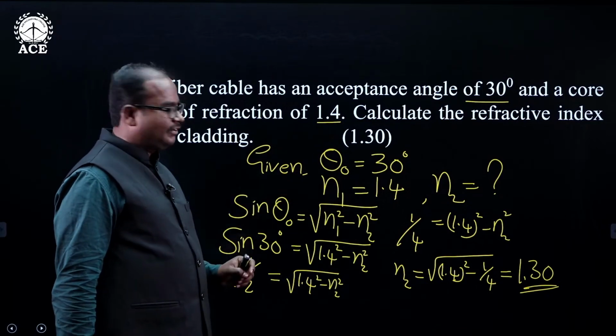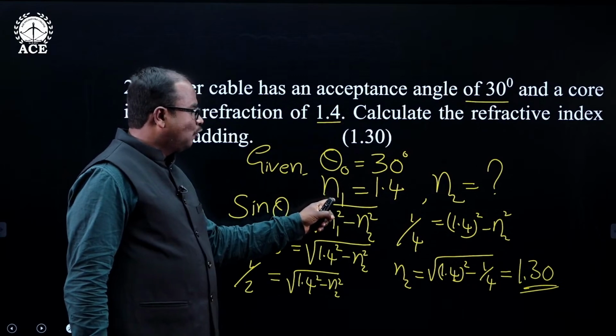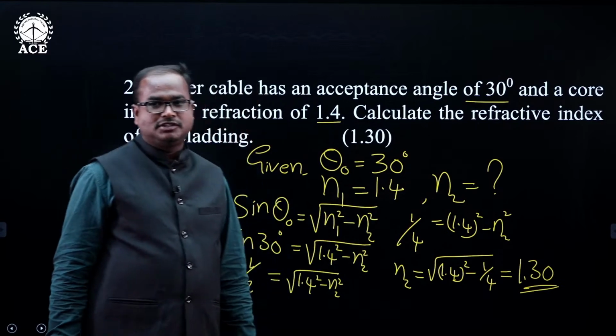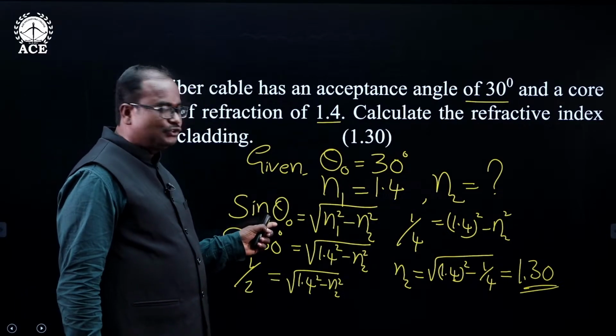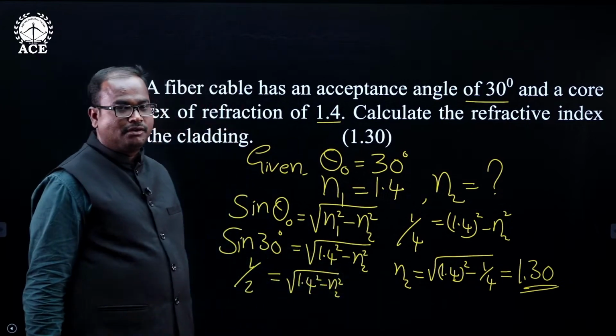Like this, you can solve this problem. The acceptance angle data is given, and the refractive index of the core is given. You need to find out the refractive index of cladding. So directly use this expression and get the value of n2.